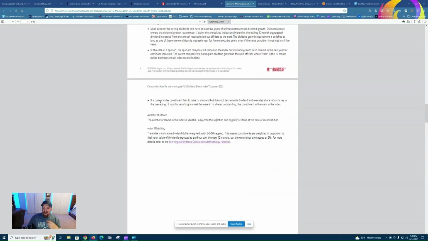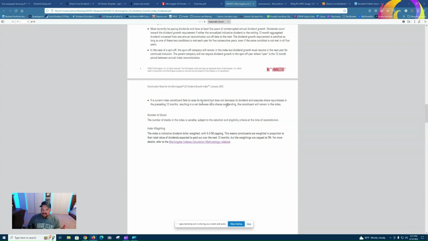Last point. This is what I don't like. So I have a criticism. I don't like this metric. If a current index constituent fails to raise its dividend, but does not decrease its dividend and executes share repurchases in the preceding 12 months, resulting in a net decrease in shares outstanding, the constituent will remain in the index. I really don't like that one.